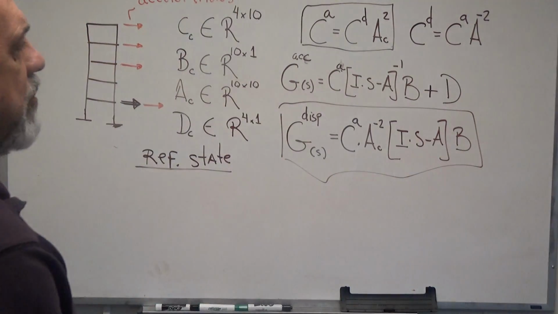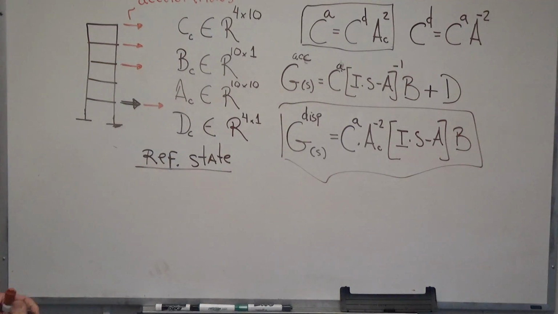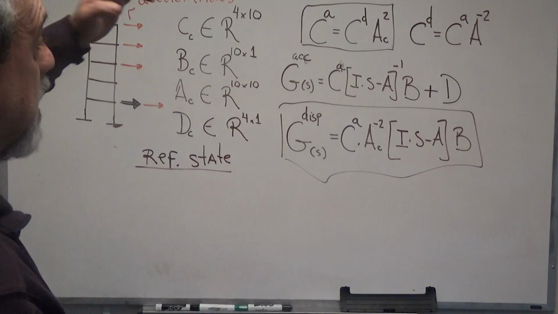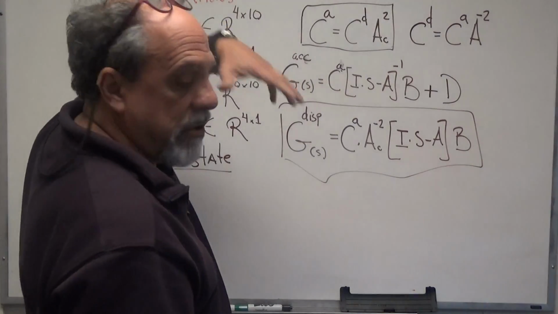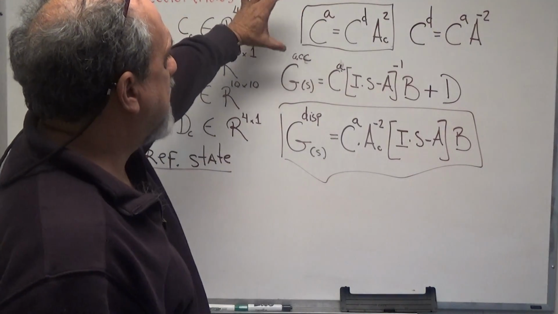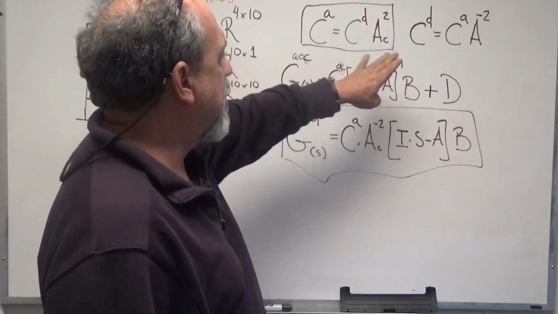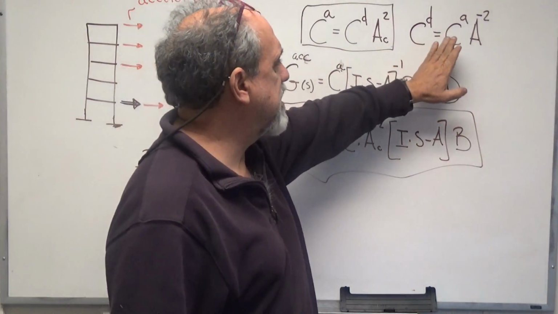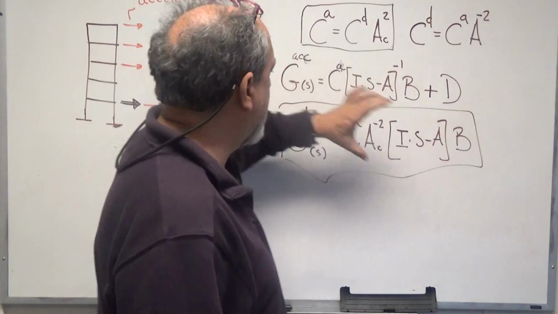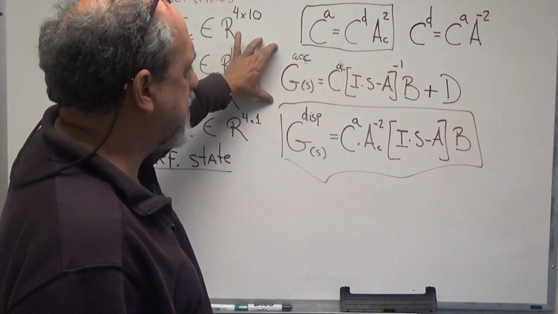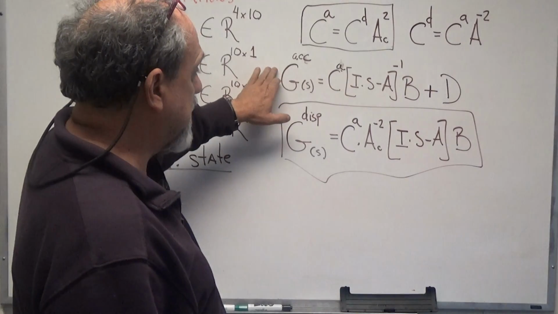Okay, sorry for that, I'm just doing this on the fly, and I don't have notes looking at it, but basically this is it. C acceleration is C displacement A C squared, therefore C displacement is C A, A to the minus 2. This is the expression for the transfer matrix when we measure accelerations.